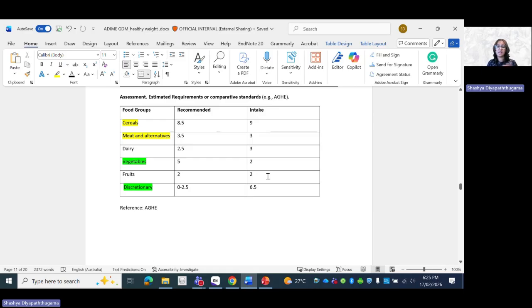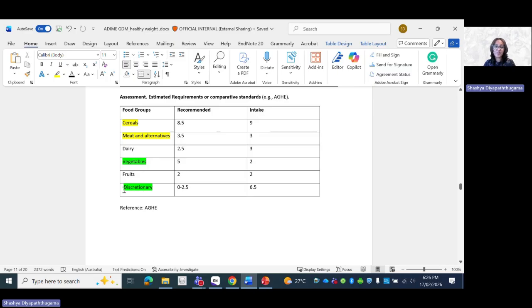For fruits, she's in the recommended value. And again, with discretionary, there's an issue. The recommendation allows to go up to a maximum of 2.5, but her intake is much higher than that. Her intake is 6.5. So I've just highlighted the major issues that are there with vegetables and discretionary.